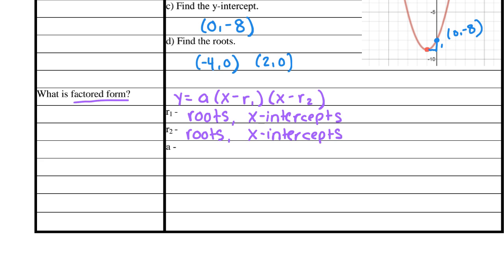A parabola should always cross your x-axis twice. And then your a value is your stretch or shrink factor. So if it looks like it's being stretched up, getting taller, or if it looks like it's getting pushed down and shrunk down, then that a value would be different. If it's just a normal parabola, then your a value is always just 1.